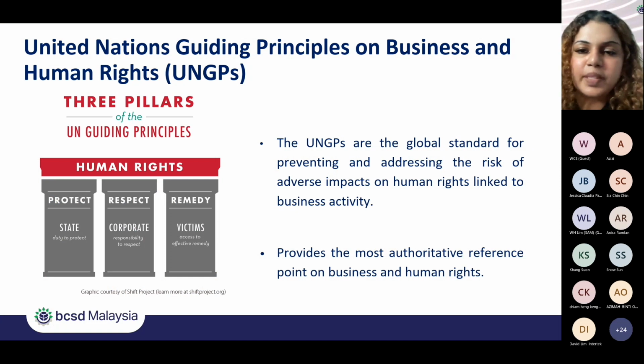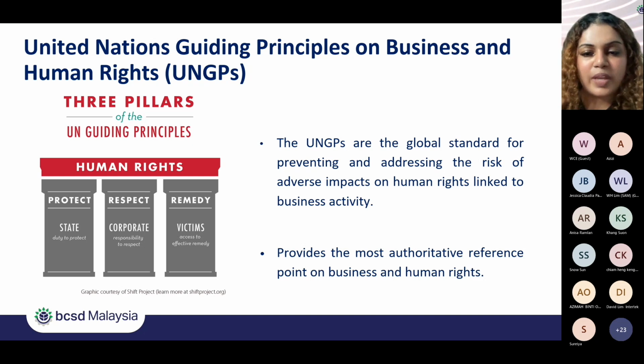So the UNGPs are basically the global standard for preventing and also addressing the risk of adverse impacts on human rights linked to business activity. They provide the internationally accepted framework for enhancing standards and practices with regard to business and human rights. Just to let you know, this framework was actually proposed in 2008 by then UN Special Representative John Ruggie to the UN Human Rights Council. He basically did this to address the fundamental relationship between business activities and human rights.